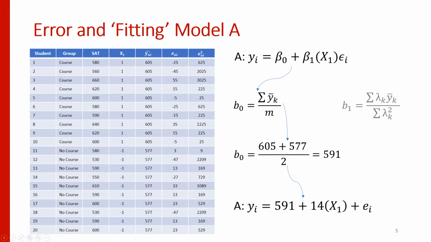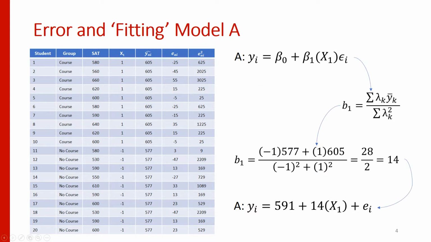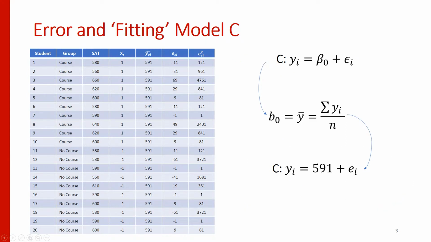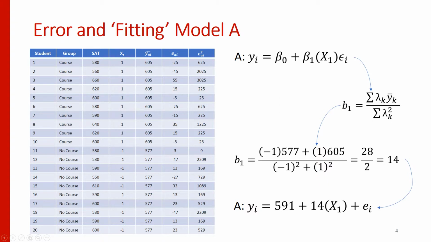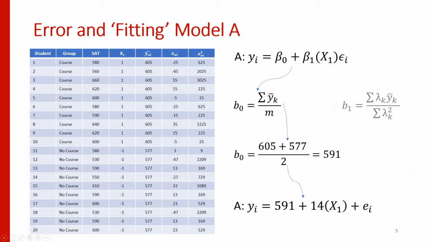So 591 becomes our intercept, right? And that is right in the middle of our two groups. So this is the mean of the group means. It also happens to be the mean of all the data in this situation because we have equal numbers of people in each group. So in a balanced design, the intercept that we get here in model C, right, and the intercept that we get here in model A will be the same because we have equal numbers of people in both groups. That won't always be the case.